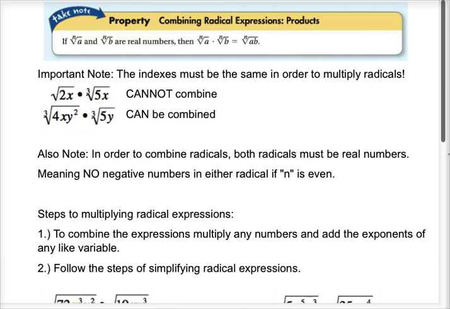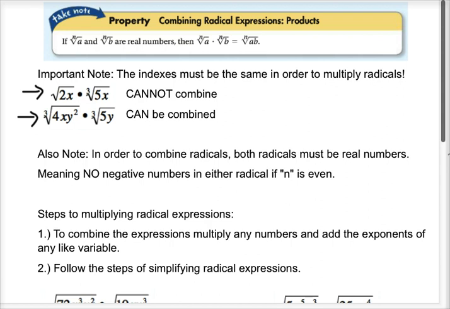So, notice these two. They have a different index, so they can't combine, okay? You would have to leave them separate. These two have the same index, so they can combine, okay? So just a little thing that you have to be aware of is to use this process, you need the same index, all right?